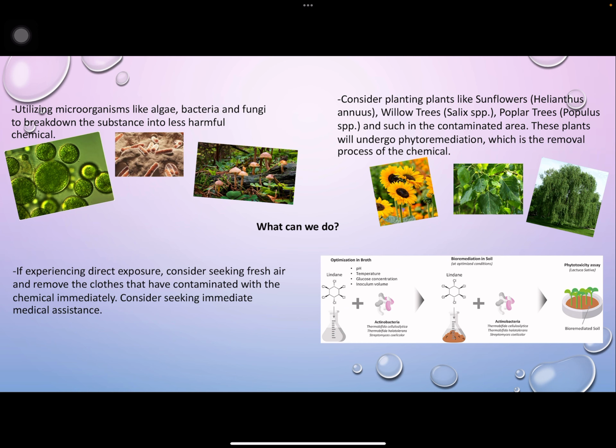And lastly, if anyone is exposed to this chemical directly, they might consider seeking fresh air and removing the clothes that have been contaminated with the chemical immediately to avoid further symptoms, and afterwards seeking immediate medical assistance to avoid further adverse health effects that may occur to you and us as well. Thank you very much.